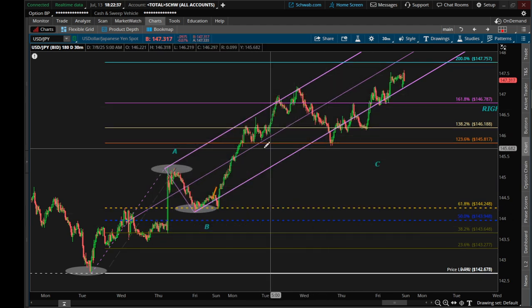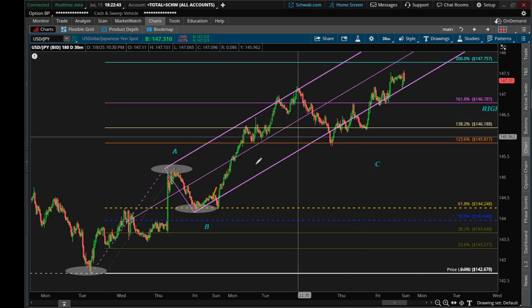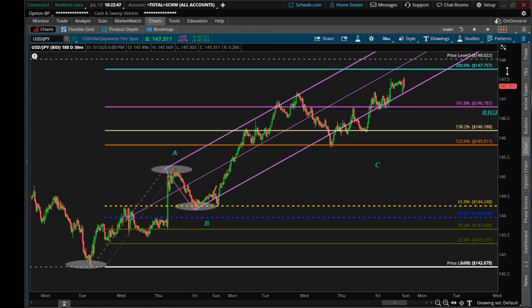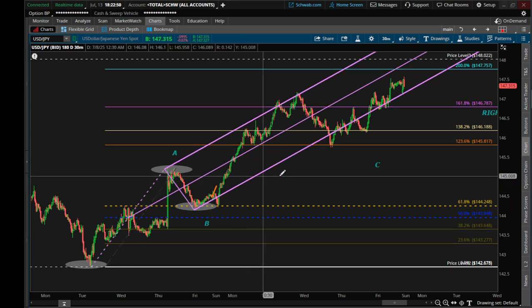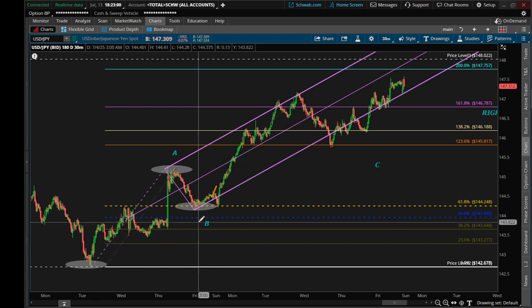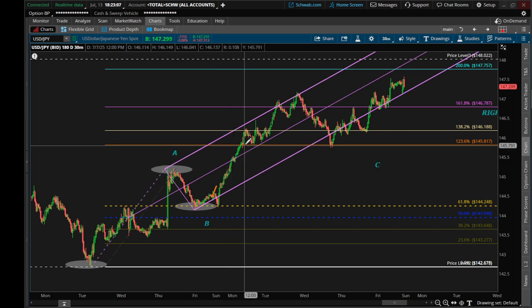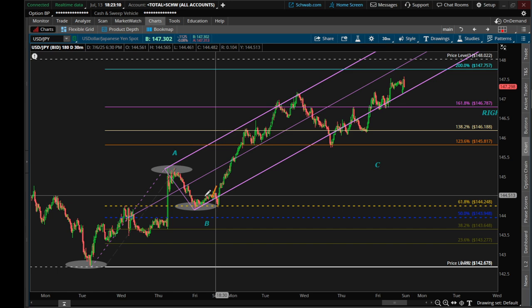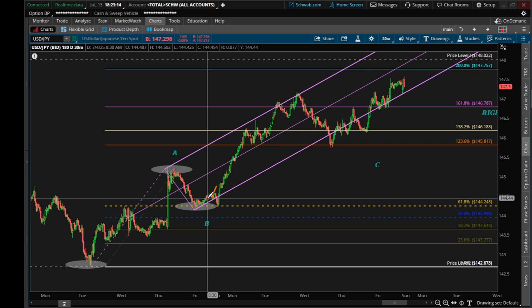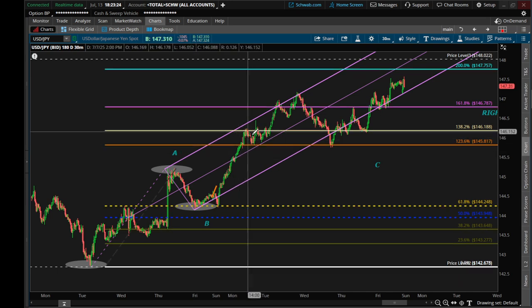Okay, so now where's the C? Well, first of all, you can see here that when we had your 3 points, your A and your B, and you have your 3 points for your pitchfork, you can see how your entry is down here at 144.445 or 144.5, and then you just ride it until the consolidation.